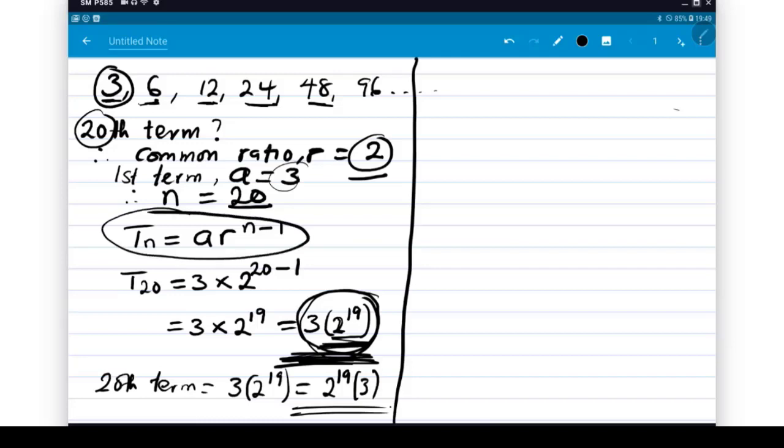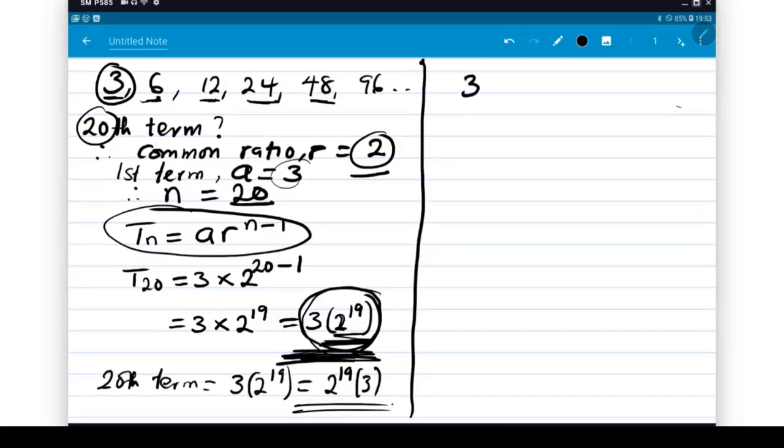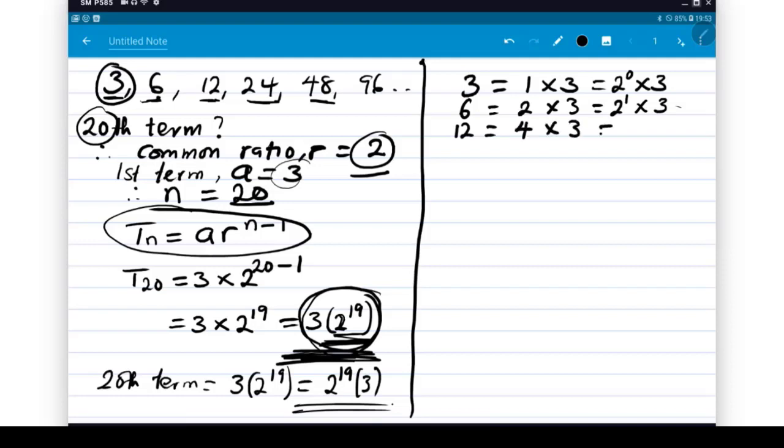So that means even if you forget the formula, you might still be able to do this and get the right answer. For example, 3 can be written as 1 times 3, which I can write as 2 raised to power 0 times 3, because 2 raised to power 0 is 1. Now 6 can be written as 2 times 3, that is 2 raised to power 1 times 3. 12 can be written as 4 times 3, which is 2 raised to power 2 times 3. 24 can be written as 8 times 3, which is 2 raised to power 3 times 3.